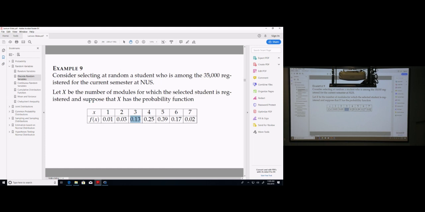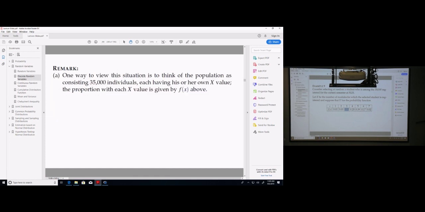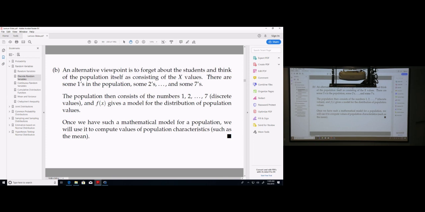So I'm not thinking in terms of the person, but in terms of things that characterize this student by a number. So I'm thinking of a bunch of 1s, 350 of them, and then a bunch of 2s, and a bunch of 3s, and a bunch of 7s. Since 7 would represent 2% of the students taking 7 modules, I will have 750 such tickets with a 7 on it. So the majority of the tickets are labeled as 5, and then the second majority would be either 4 or 6, and so on and so forth.